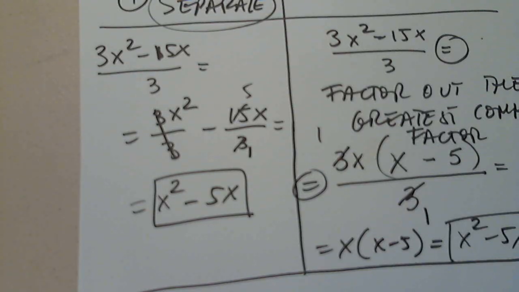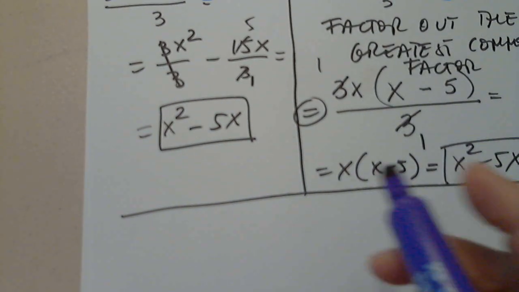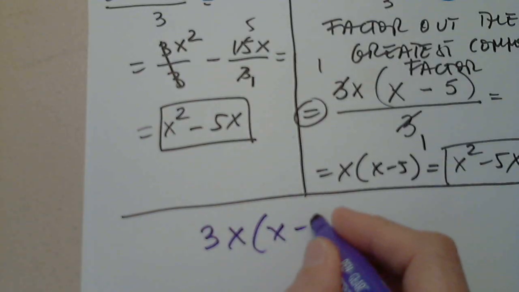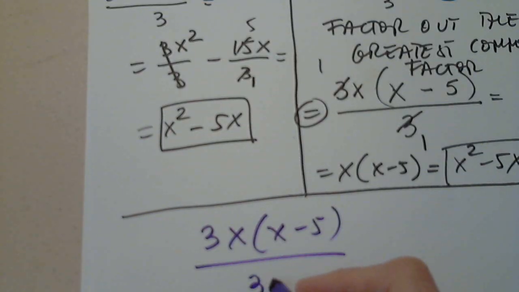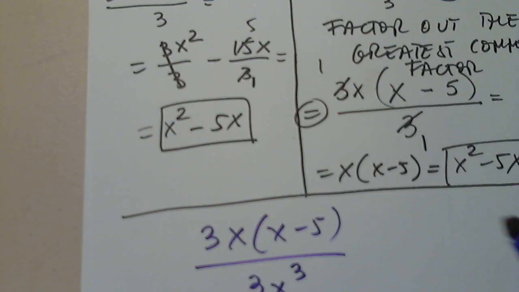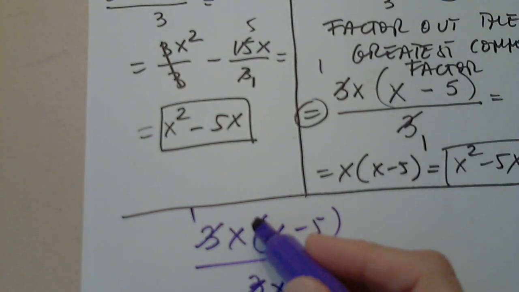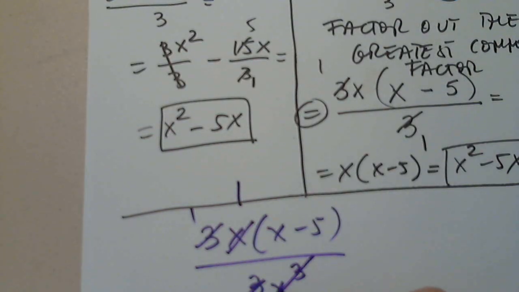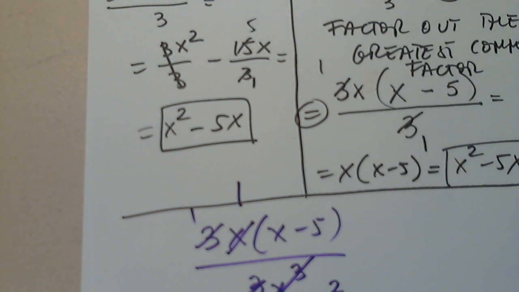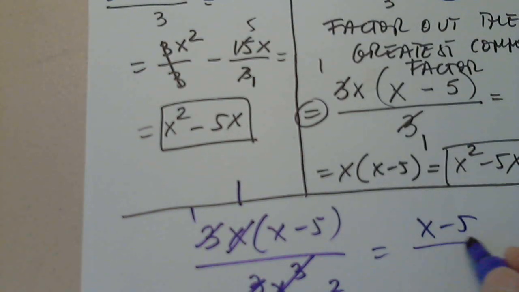Any questions? What if there's 2 numbers or 2 factors in the bottom denominator? That's fine. So if I have something like, let's say, 3x times x minus 5 divided by 3x to the third, I'll simplify the 3, and I will only simplify one x of these two. One x from the top with another x from the bottom, and I still have two of those left. So I have x minus 5 over x squared.